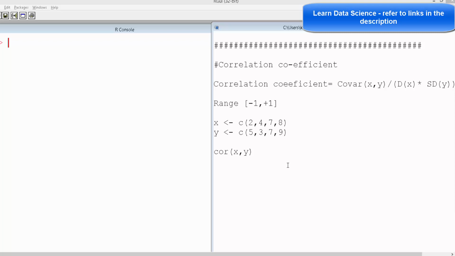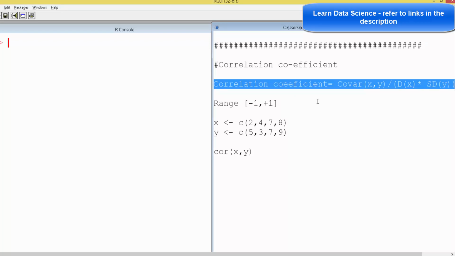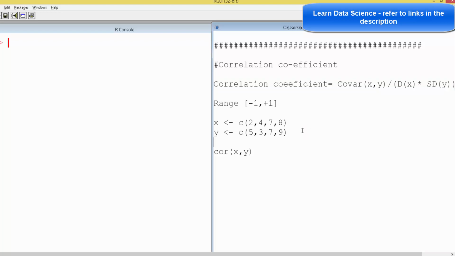It lies between -1 and +1, and we can measure it by the formula: covariance of the two variables divided by the product of the standard deviations of the two variables. Okay, so this is the formula. So we can do hand computations to calculate the correlation coefficient, but we can also get it directly using a built-in function. It lies between -1 and +1. If it is -1 or +1, it shows a perfect relationship, depending obviously on the sign, whether it's a perfect negative relationship or perfect positive relationship.